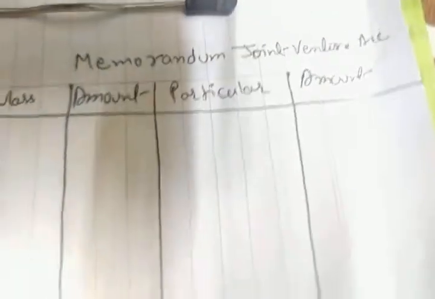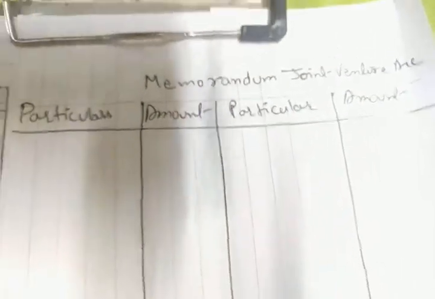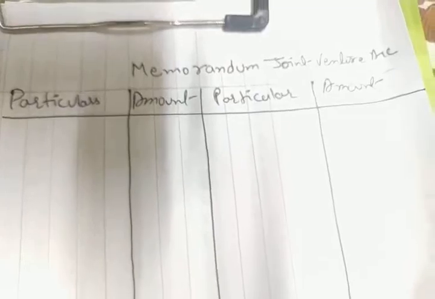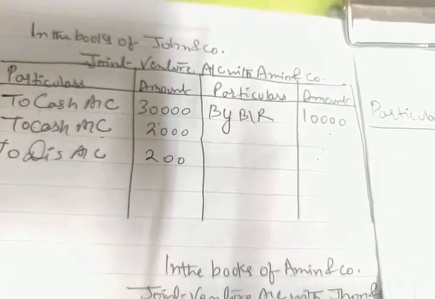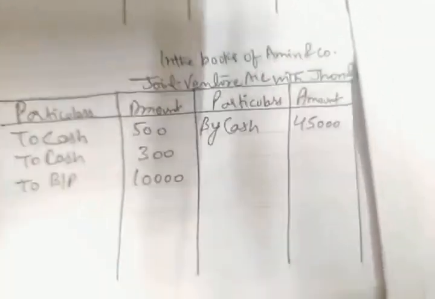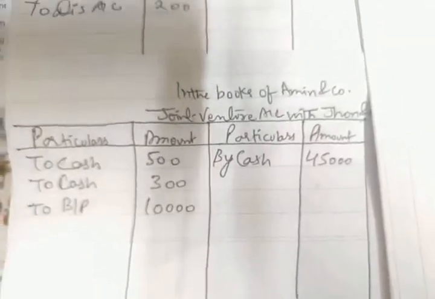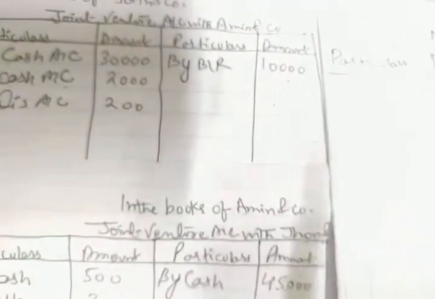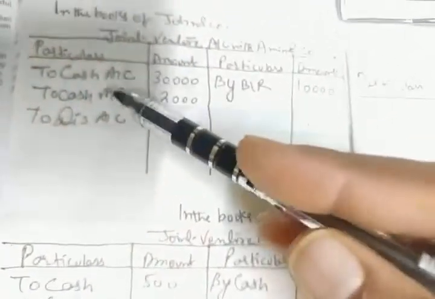Okay, so this is our memorandum joint venture account. Four columns, simple one, particulars and amount, and we need to just copy the entries from the joint venture account with Amin and Company and the joint venture account with John and Company. Okay, this is what we have to do. Here we have gone for cash. Here we have to write the names, so that we can make out who has spent how much.